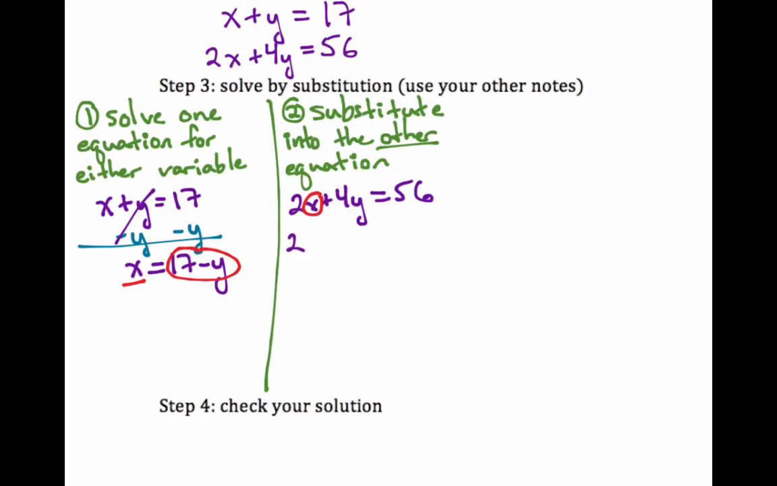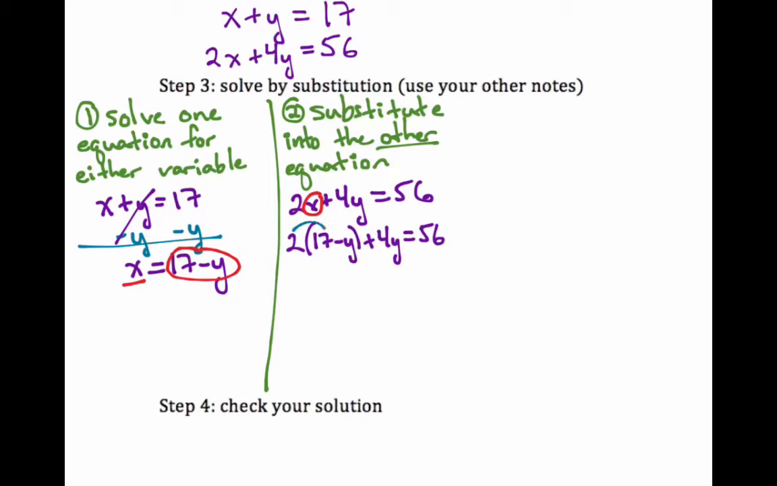So I'll rewrite that equation. So 2 times, instead of x, 17 minus y, in parentheses, so I remember to multiply to distribute. And then I can copy down the rest of my equation. Plus 4y equals 56. Now I'm just going to start solving. Because I only have one variable now here, I can solve. And I'll end up with hopefully a single solution, y equals something.